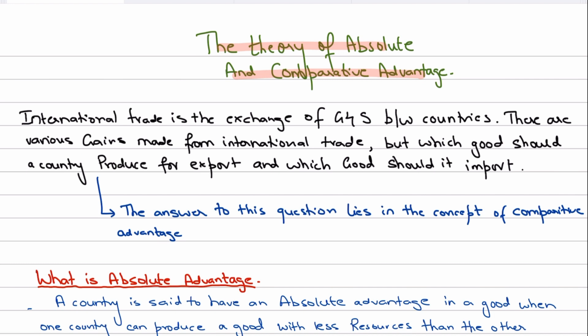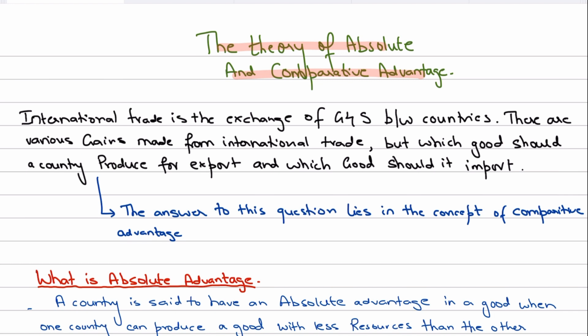Now guys, we all know that international trade is basically when goods and services are exchanged between countries, and there are various gains that are made from international trade. We've already studied that before. But how would countries know which good they should produce and specialize in, and which good they should trade?